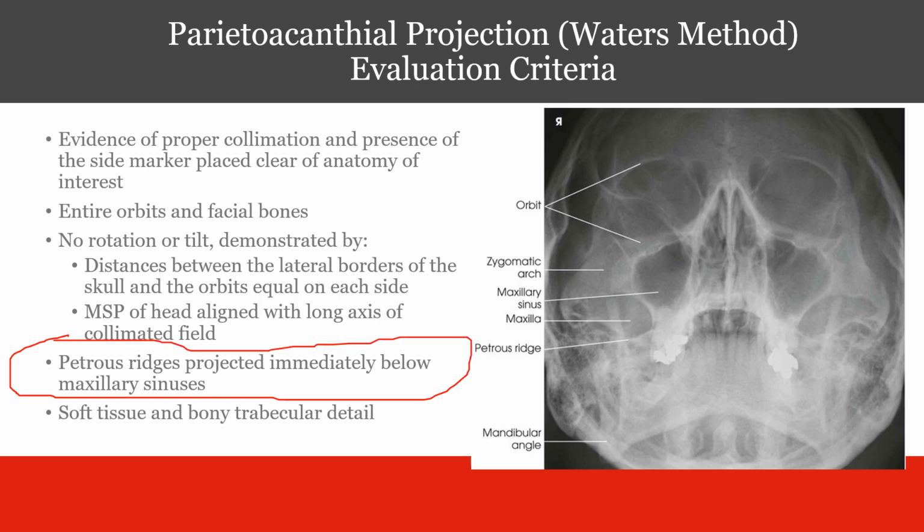So the petrous ridges are below, here they are down here, petrous ridges below the maxillary sinuses, and that's why we can see the maxillary sinuses so well on this image. We should also see the dens within the foramen magnum on this image.